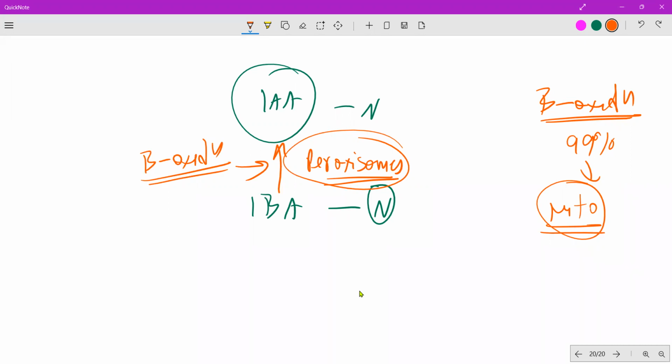ठीक है? Now, so let us not deviate. My point was, I was telling you कि plants में IBA can be converted to IAA, especially in the peroxisomes. ठीक है? I'm talking about auxins.